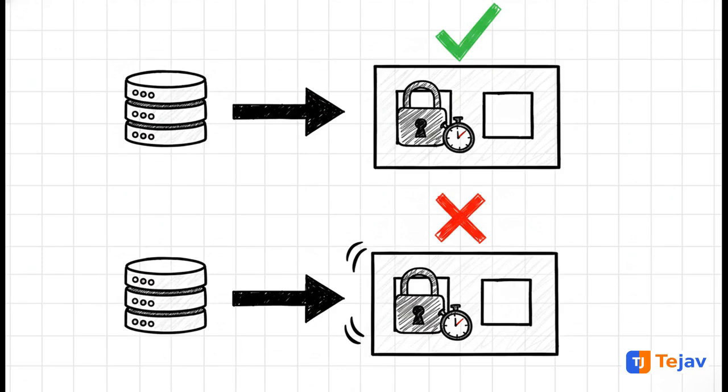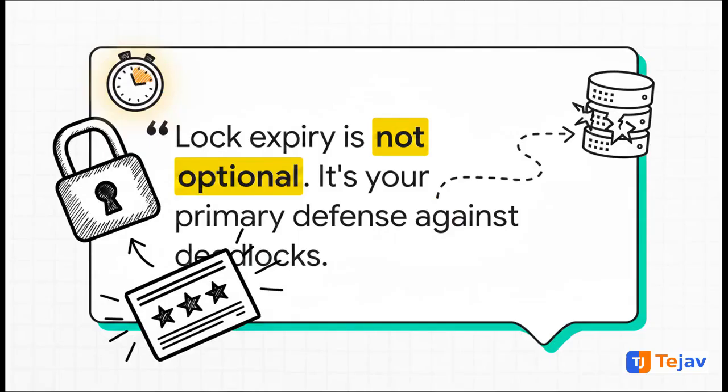But just as important is that PX 5000 part. That sets a 5-second timeout. This is your safety net. And let me be perfectly clear about this. That timeout is not optional. It is your number one, absolute best defense against deadlocks. If a server grabs a lock and then just crashes, that timeout is the only thing in the world that prevents that lock from being stuck forever.